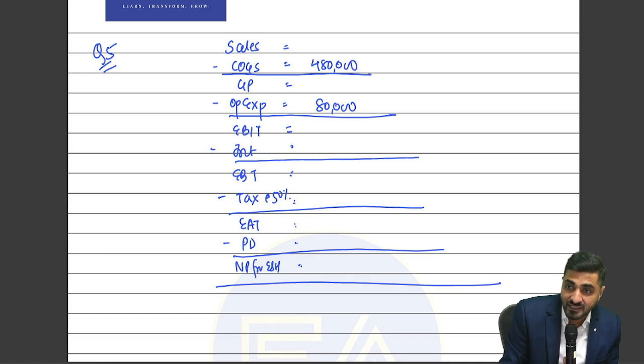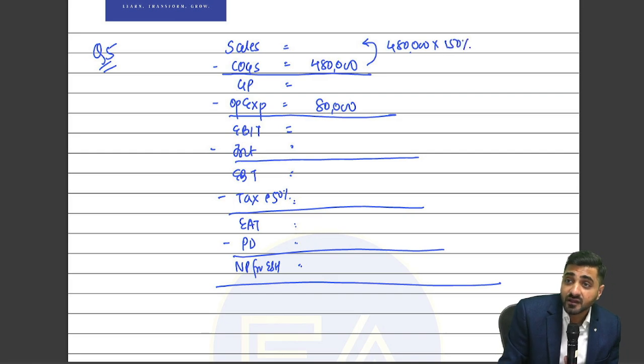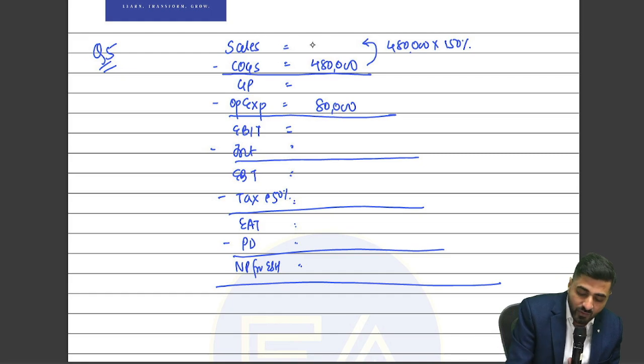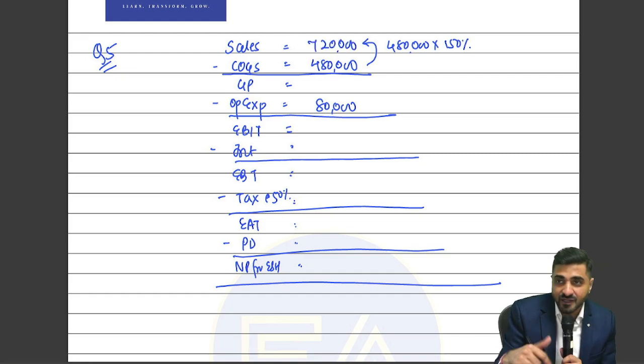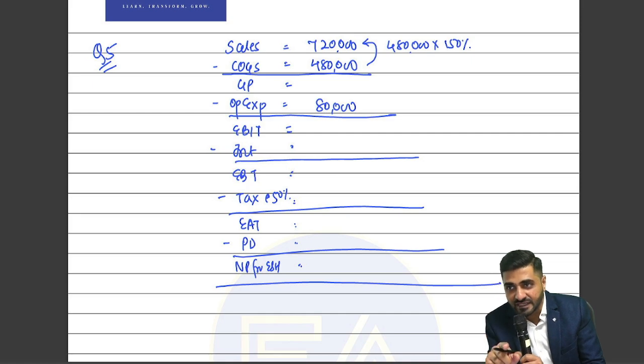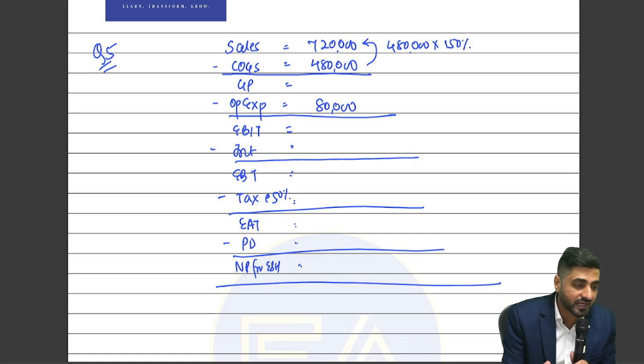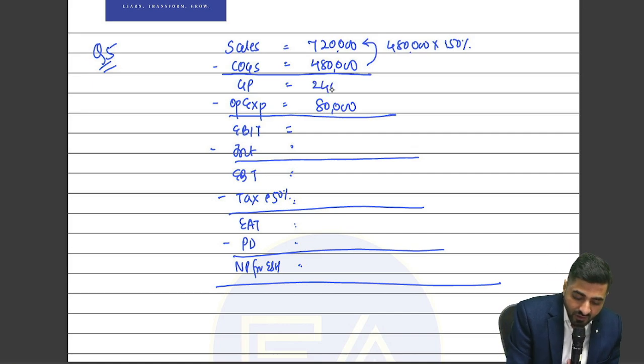And what's your sales? Sales percentage of direct cost. 150% of direct cost. So then we have to take 4,80,000 into 150%. How much is this coming as? 7,20,000. You can directly add 50% also. So if direct cost is 100, sales is 150%. So it's 150. Okay? And 720 minus 480. Very good. Varshini, Pranav, correct answers. Give me what is the answer? 2,40,000. Minus 80.